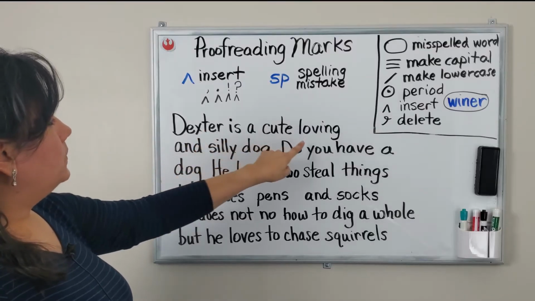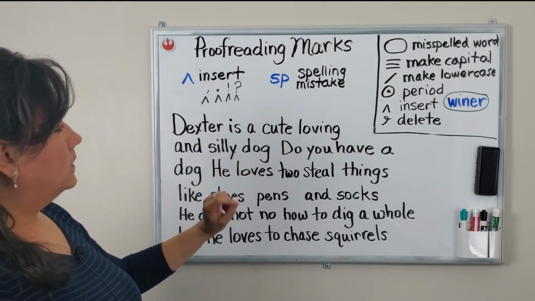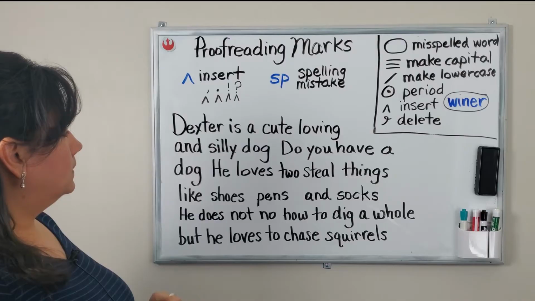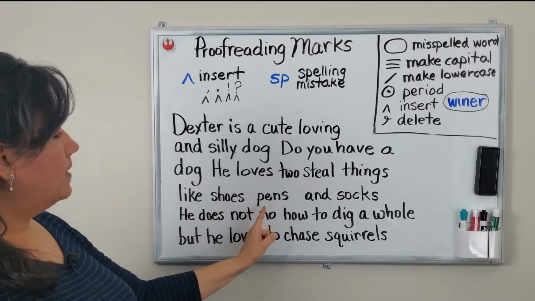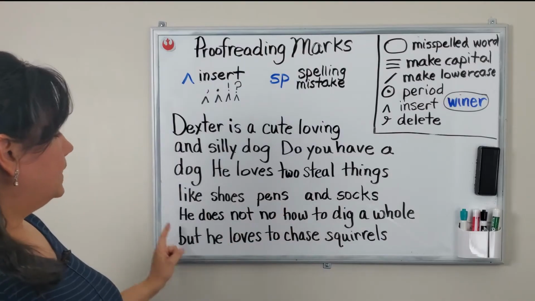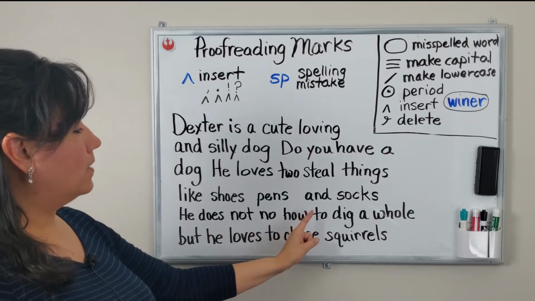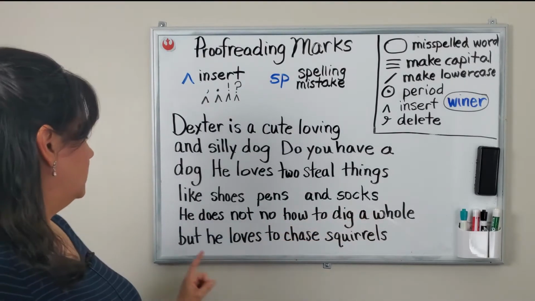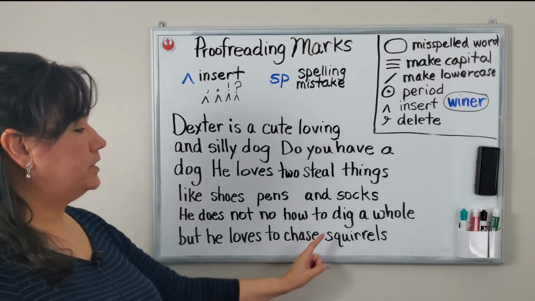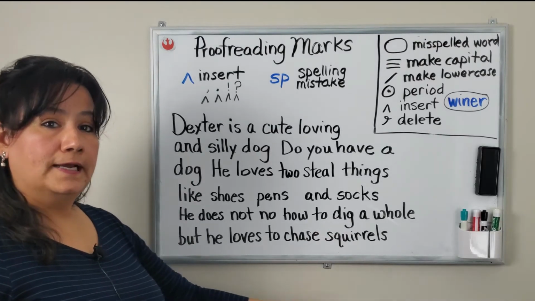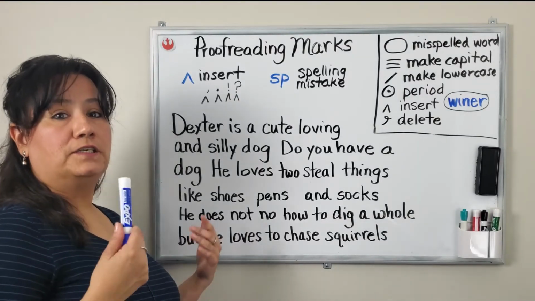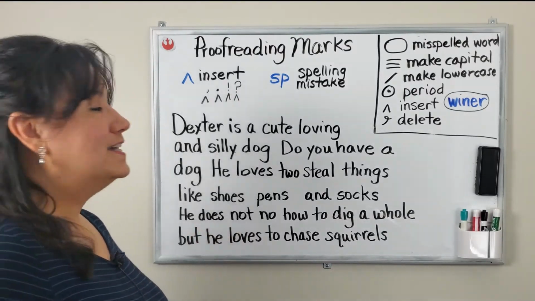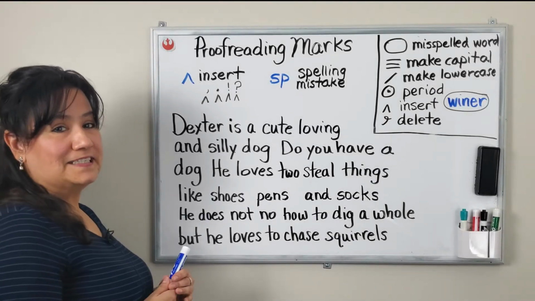Dexter is a cute, loving, and silly dog. Do you have a dog? He loves to steal things like shoes, pens, and socks. He does not know how to dig a hole, but he loves to chase squirrels. I think as I was reading that, you were probably catching a lot of mistakes. So there is a lot of things missing.